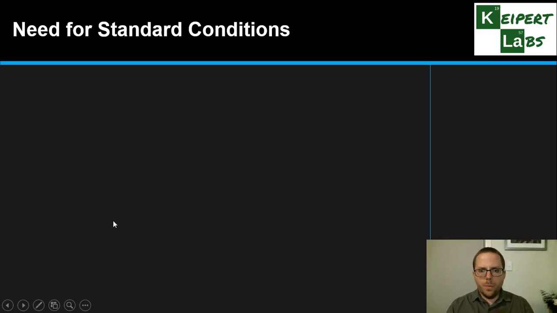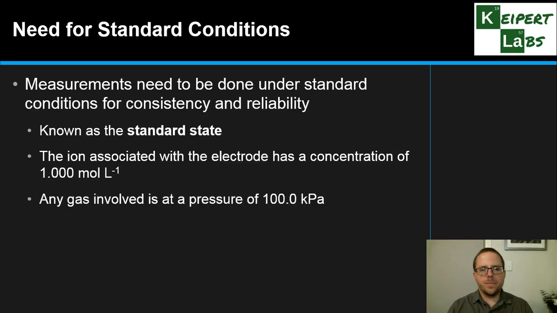Now, what we want to talk about is, okay, why do we need some standard conditions? Because the reality is that we want to make sure that our measurements are consistent and reliable, and in order to do that we need to establish certain criteria for how these measurements are to be conducted. Okay, so this is not bucket chemistry here. So we set up what we call the standard state. So when we've got the ion that's associated with the electrode, it's exactly 1.000 mole per litre.